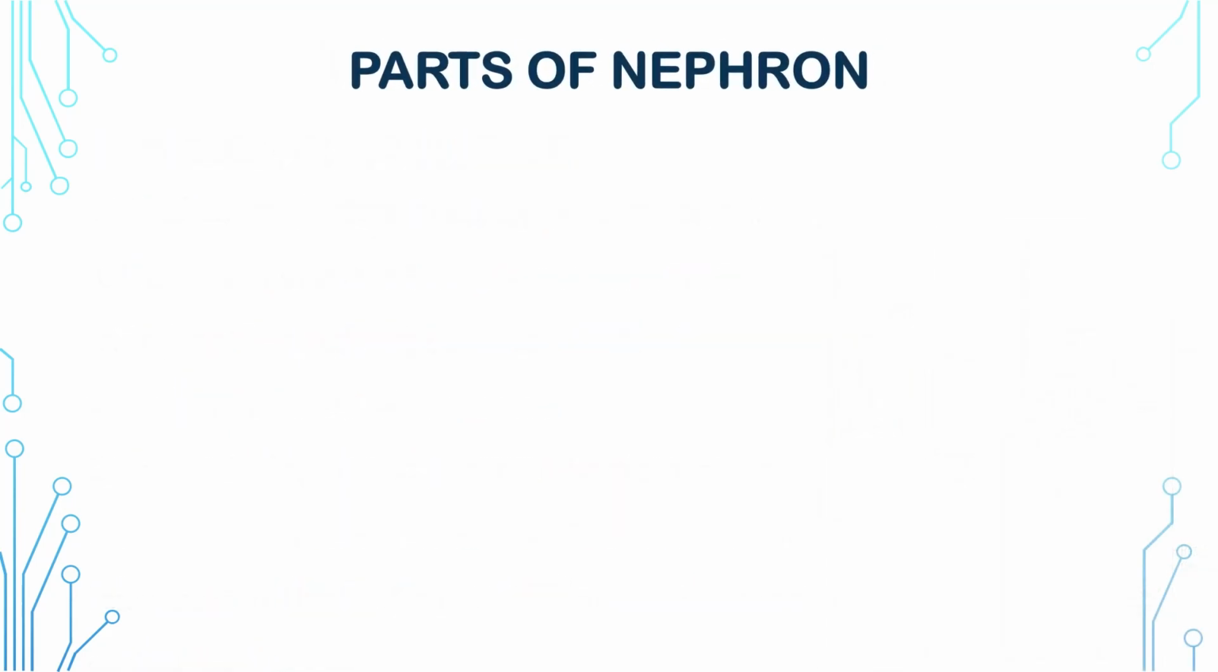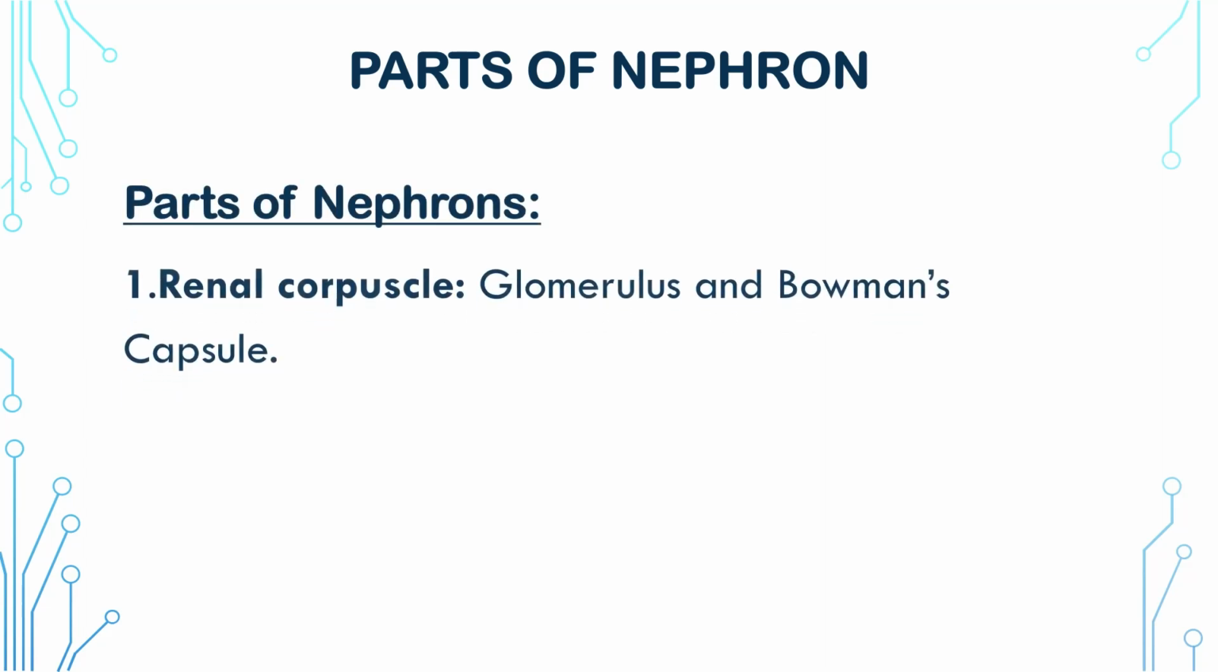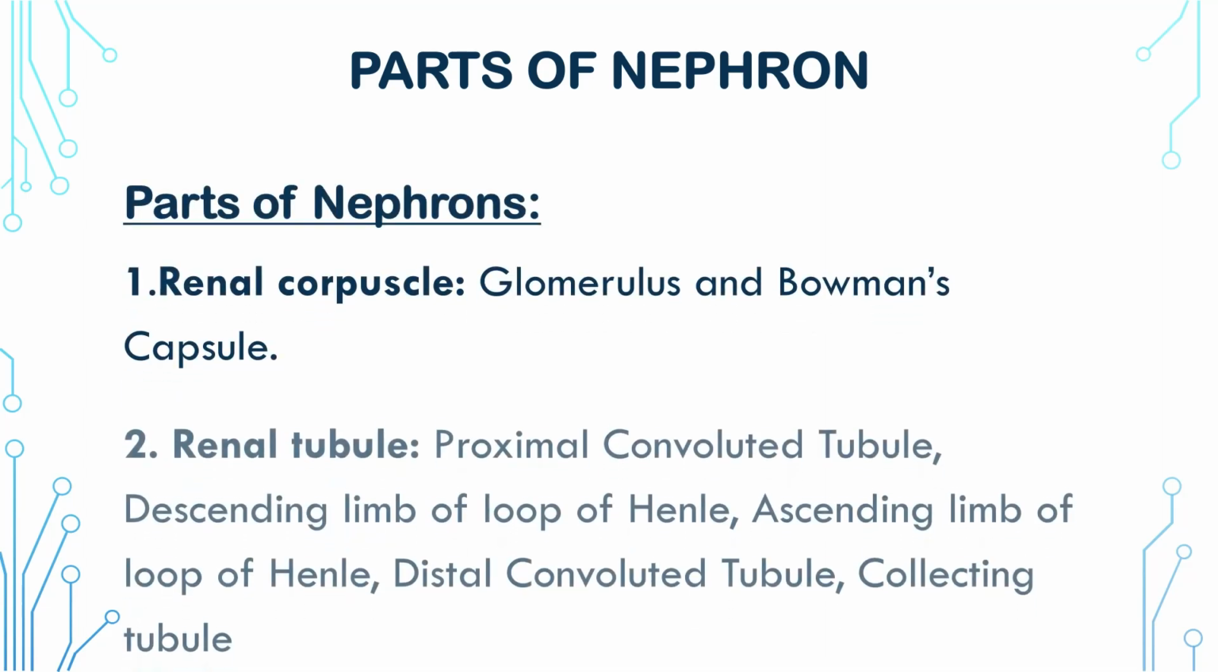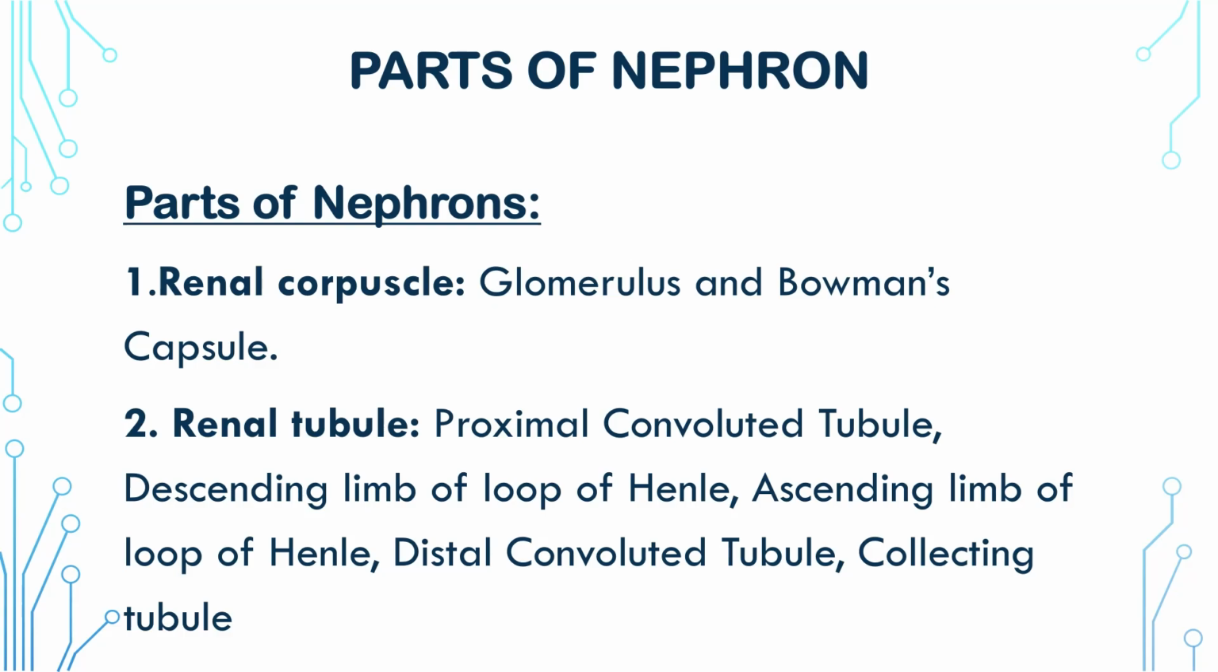We can divide a nephron into two parts. One is the renal corpuscle, another one is the renal tubules. Let's have a look in detail.